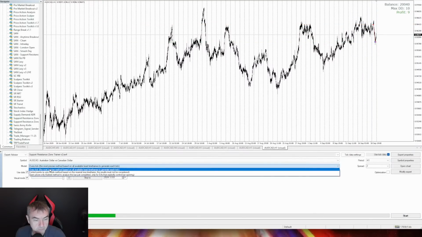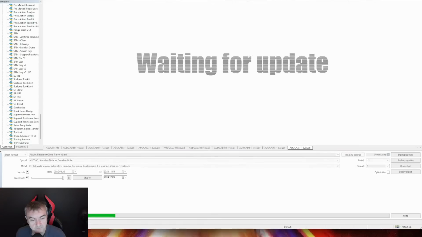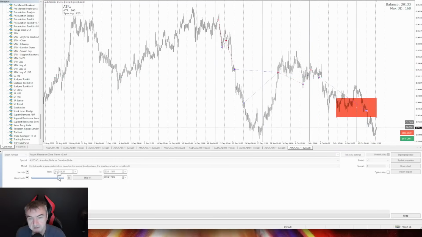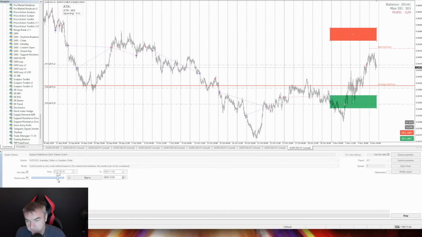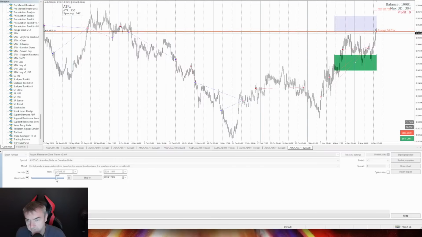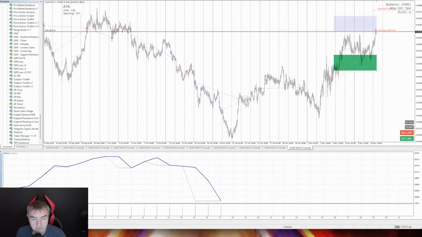And you can test it on control points as well. It makes very little difference. And obviously it's a billion times faster on control points than tick, as you can see. I'm just going to see if I can get something to draw down. And yeah, see that exit everything after 5 days is going to take some big hefty losses on the account.